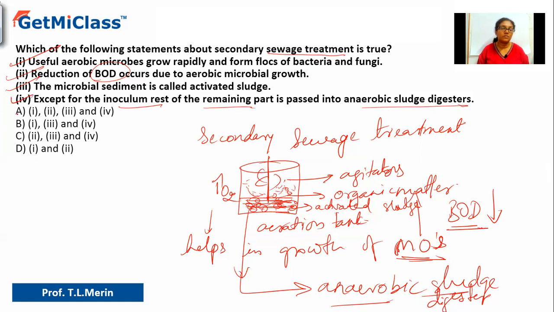So according to us, option A, that is 1, 2, 3, and 4, all are correct. That is absolutely right. Option B says 1, 3, and 4, which are of course correct, but it doesn't include all. Option C also doesn't include all, and option D also doesn't include all. So which is the correct answer? The correct answer is option A.